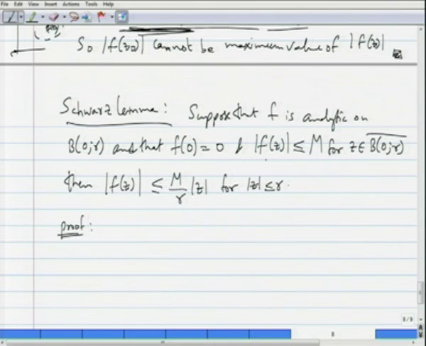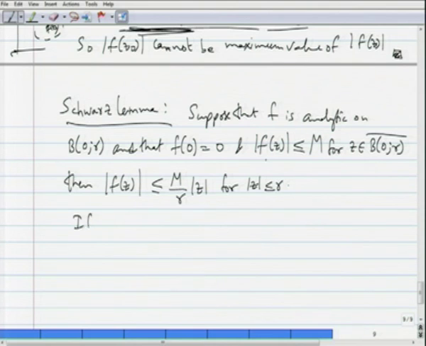It is telling that if I assume that the modulus of f of z is bounded by M on this closed disk B(0, r) bar, and f of 0 is 0, we can relax that in some sense, but at least for this version f of 0 is 0, f is analytic on B(0, r), then modulus of f of z is less than or equal to M by r modulus of z for mod z less than or equal to r. Further, actually there is more to this lemma.